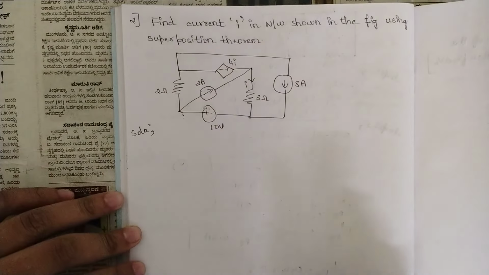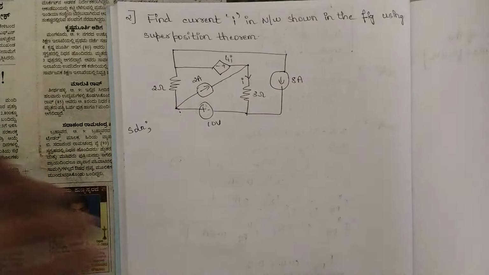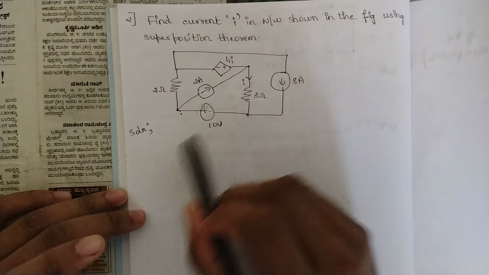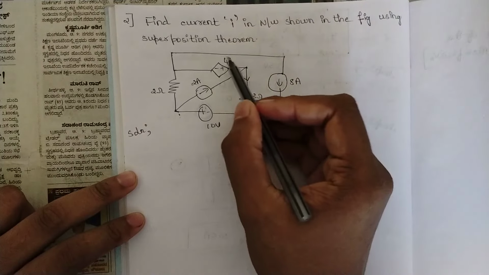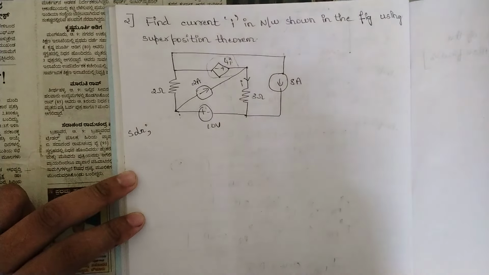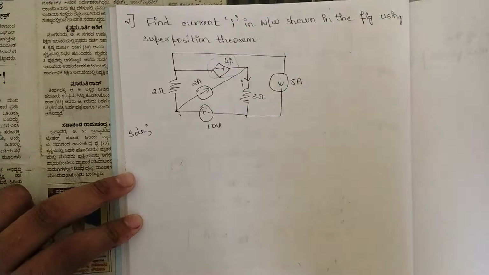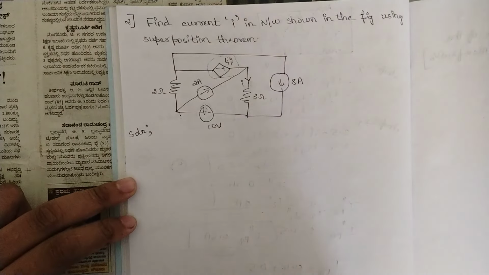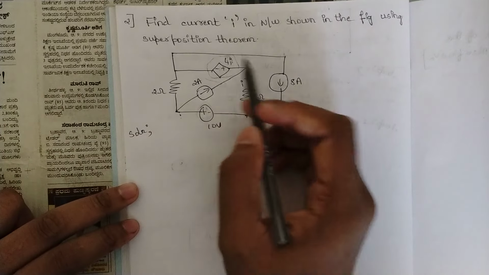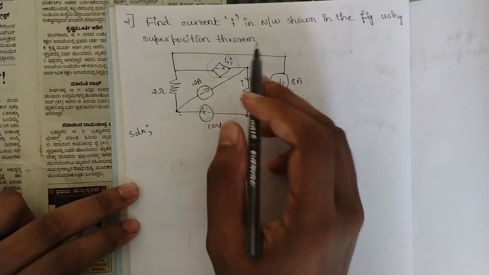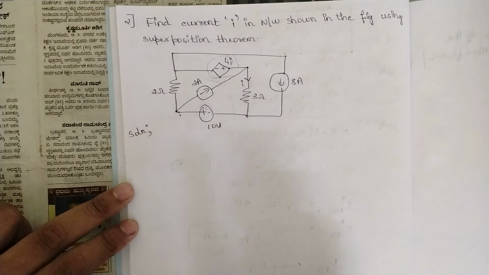So this is the next question. A bit lengthy problem, but very easy. So here in this case, we should first count how many sources we have. In this, we have one dependent source, keep it. And for dependent sources, we have some rules of the superposition theorem, which we have already discussed. That is, for any dependent source, we cannot replace it. We should keep this dependent source as it is and solve the problem.